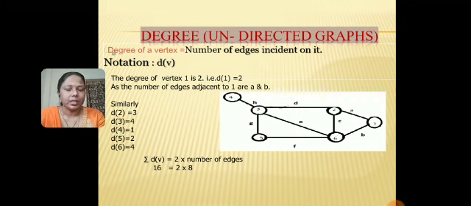So now if we add all the degrees of the vertices of the given graph, we'll get the number 16. And if you see, the number of edges in the given graph is 8, so here the summation of degrees is twice the number of edges.